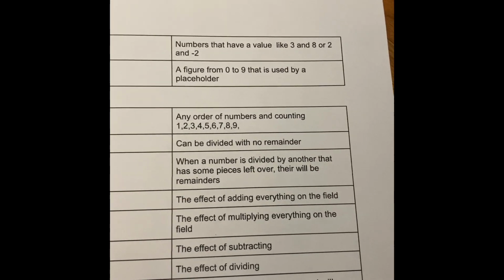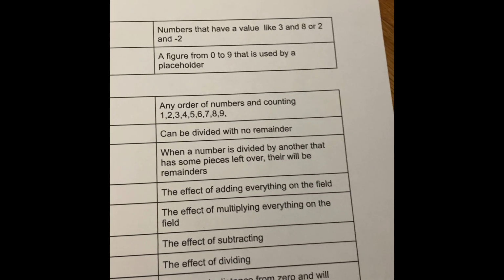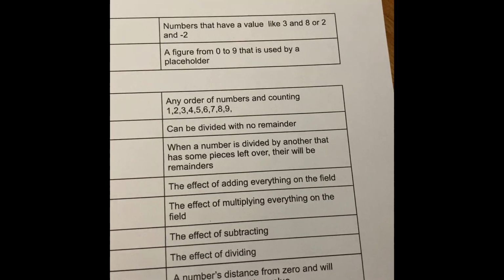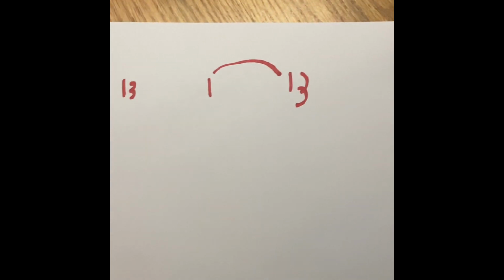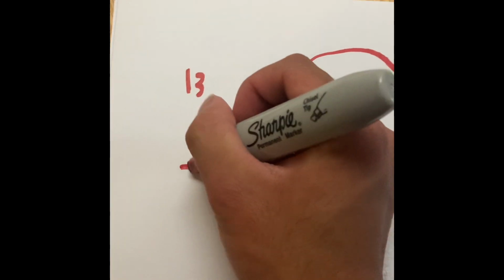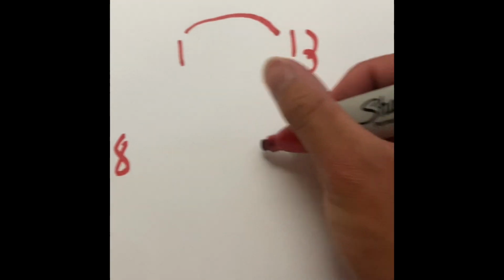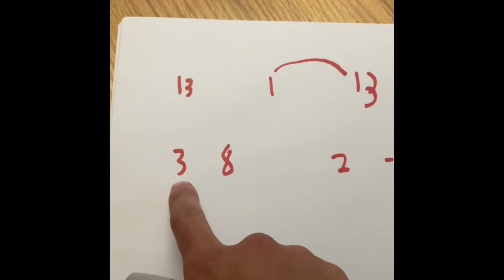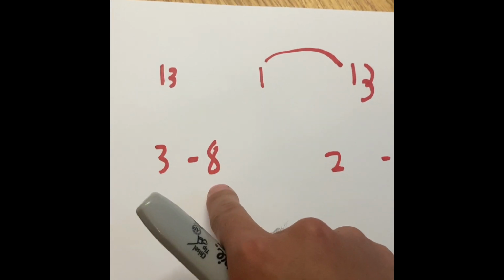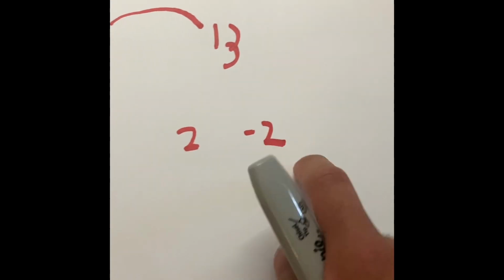Numbers that have a value of 3 and 8 or 2 and -2. This isn't very common because you don't really see that in your math test at school. We can say 3 and 8 and 2 and -2 because we have a positive and a negative.